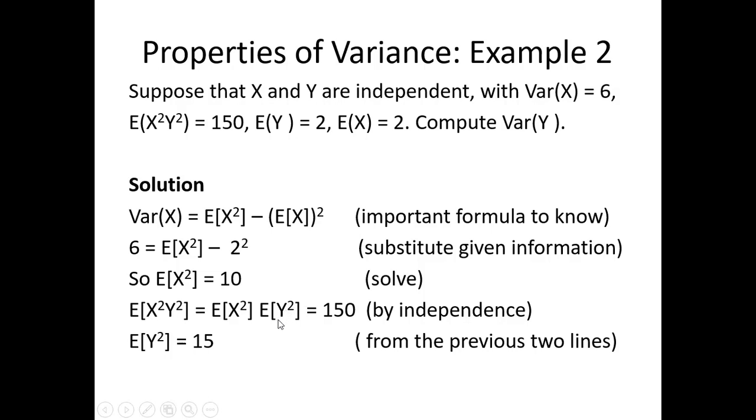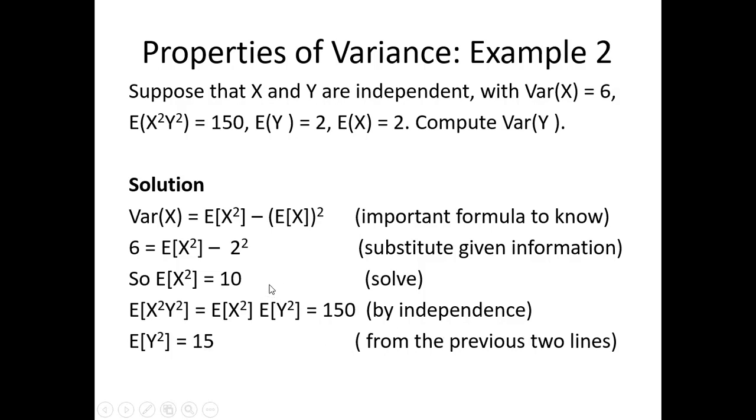And what else do I know? I'm using another fact here somewhere. We get E of y squared is equal to 15. Why do we know that? Well, if I look up here, I have E of x squared, so I could replace this term by 10. So I have 10 E of y squared is 150. Divide through by 10, and I get E of y squared is 15. So over here I say from the previous 2 lines.